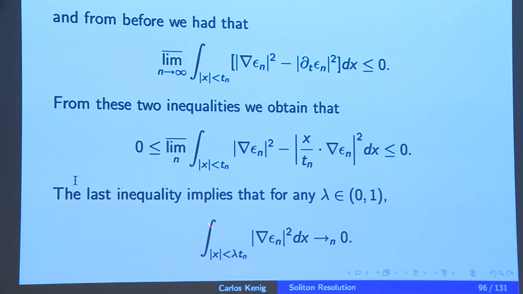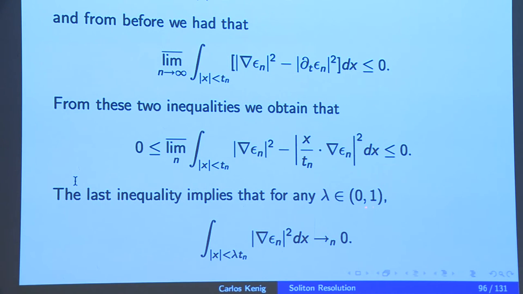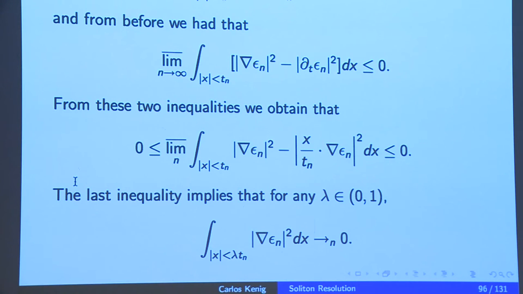Now from this, since the integrand is greater than or equal to zero, if I go to a smaller region, pick any lambda, on any region x over lambda tn will be less than lambda, and so the whole gradient will tend to zero. So that tells me that if I shrink from the ball by any small amount, the energy goes to zero. So the energy, at least the spatial energy, is concentrating on the boundary.